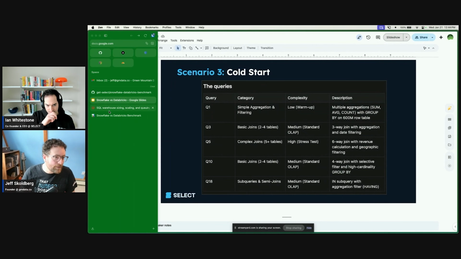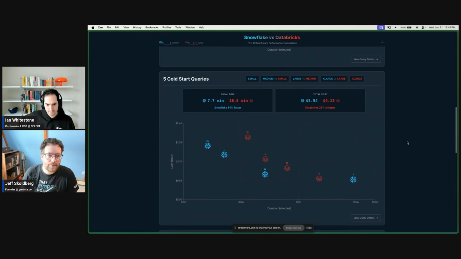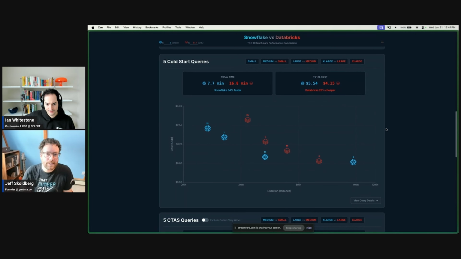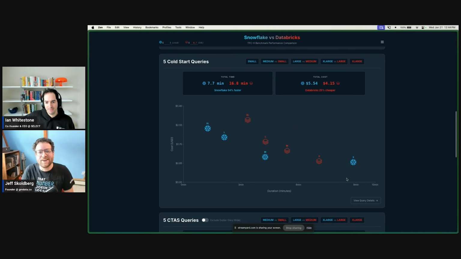So we will go to the results, which is going to be here. Starting with $2 a credit, 5 cold start queries. Snowflake was 54% faster and Databricks was 25% cheaper. Oh no, all of these queries were longer than a minute. Yeah, okay. I was wondering for a second. And then looking individually here, crazy to me, somehow Snowflake was 40% faster, yet still more expensive.